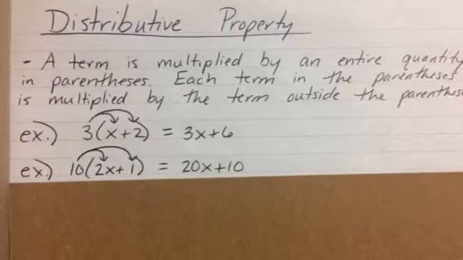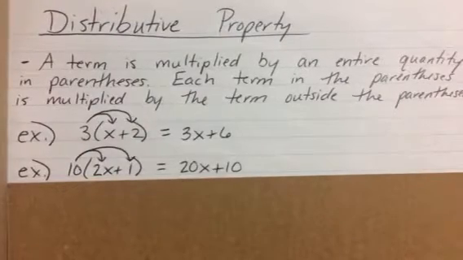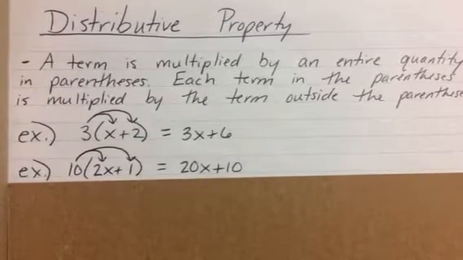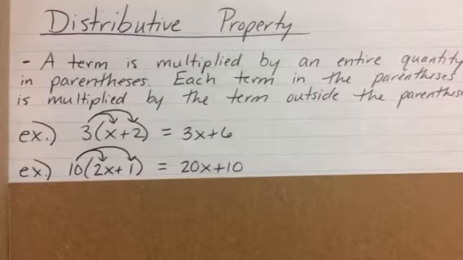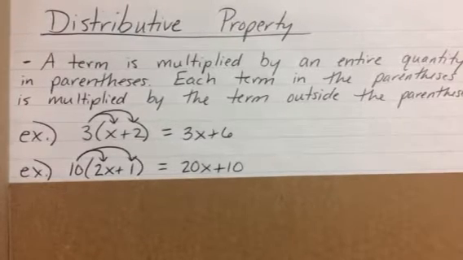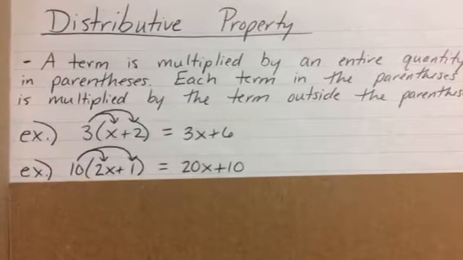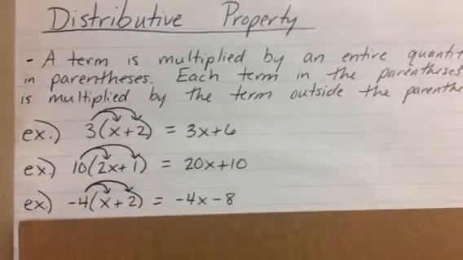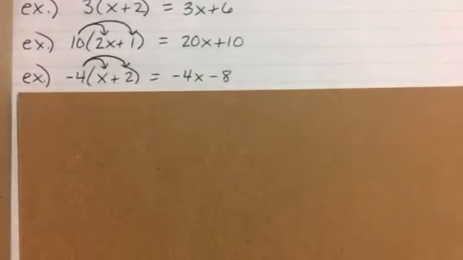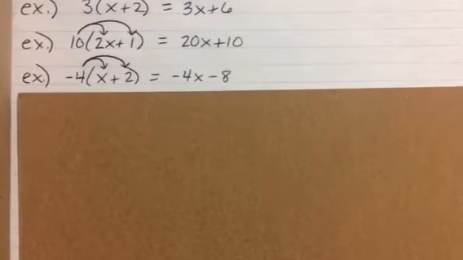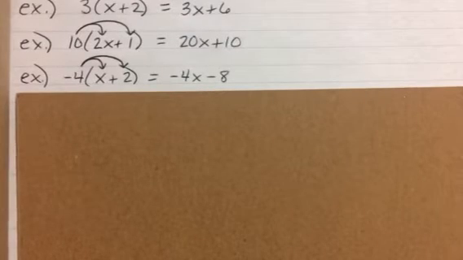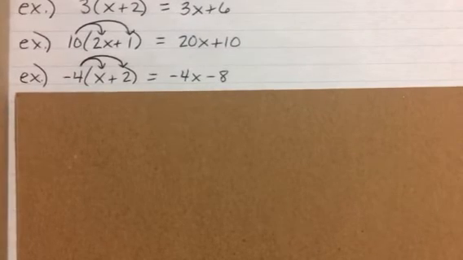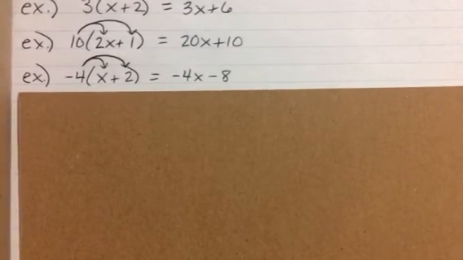Another example, same kind of thing, just a different example. 10 times 2x is 20x, and 10 times 1 is 10. And so again, the distributive property tells me that these two are equal. And then here's one more. So this time we have a negative 4 times the quantity x plus 2. Negative 4 times x is negative 4x, and negative 4 times a positive 2 is negative 8. So again, that is the distributive property.